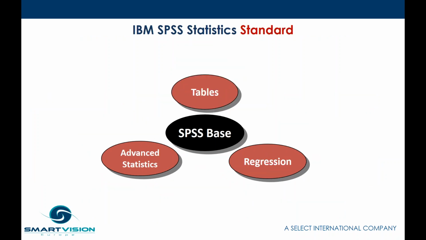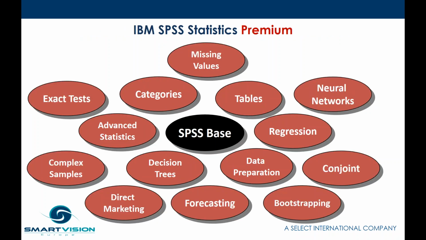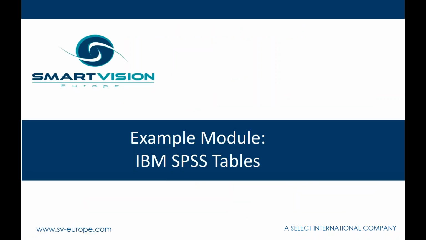Just so you're aware, there are various packages in which IBM provides these modules, or provides SPSS Statistics. You can, of course, just have a base version, but a typical package would be something like the IBM SPSS Statistics standard package, which is tables, advanced statistics, and regression module, or the professional package, which includes a few more, or the premium package, which pretty much includes everything. Of course, you can purchase them individually and map them to your own needs as you're going along.